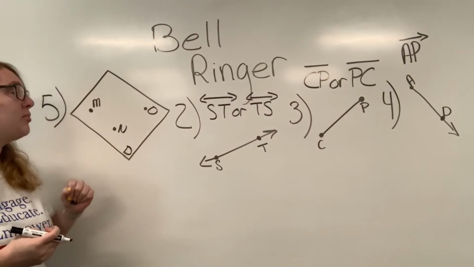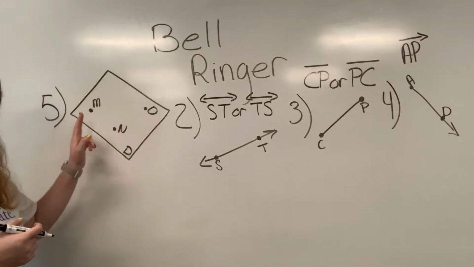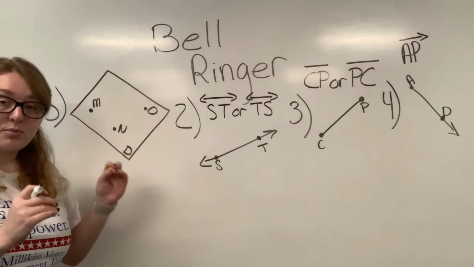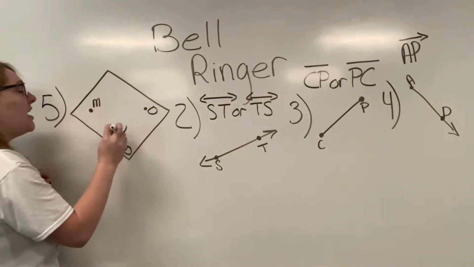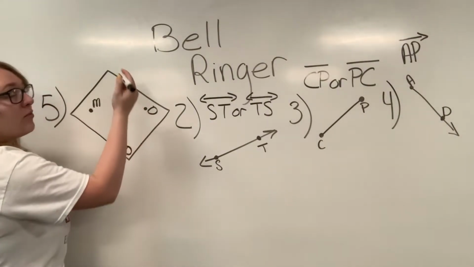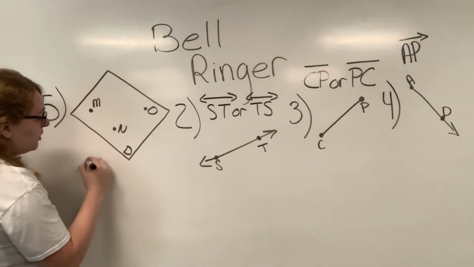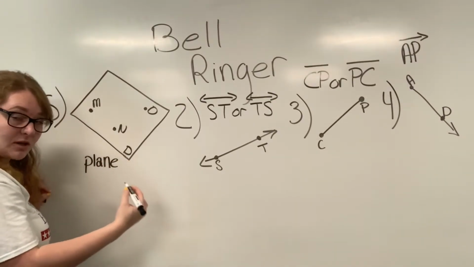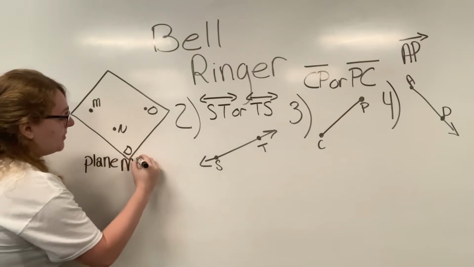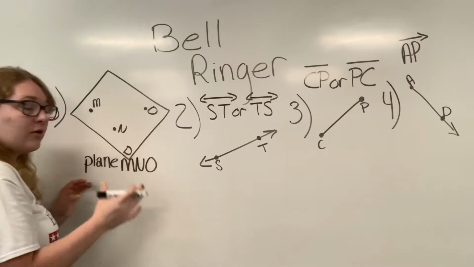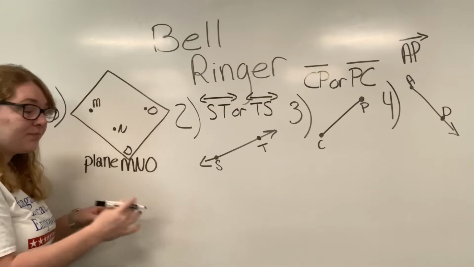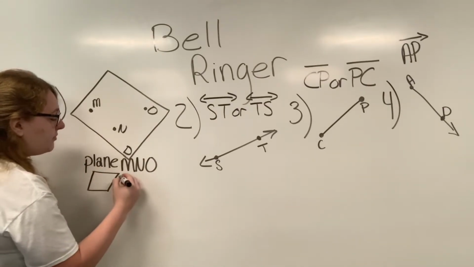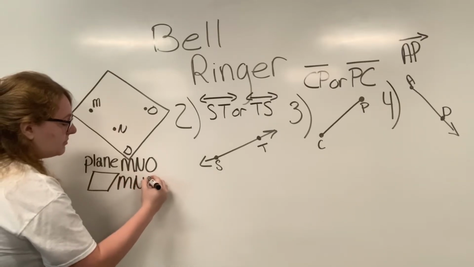For our final bell ringer, we're looking at a plane. There's 2 ways to name a plane. First way is that we look at at least 3 points on the plane. So we have M, N, and O. We can either write the word plane and then our 3 capital lettered points, M, N, and O. And remember, they have to be in alphabetical order. Or you can draw a little parallelogram and write the 3 points.